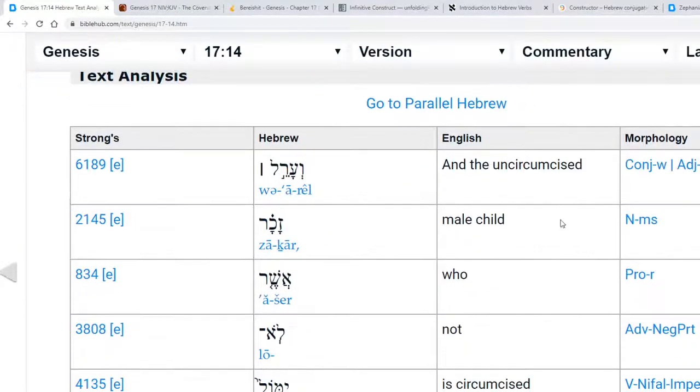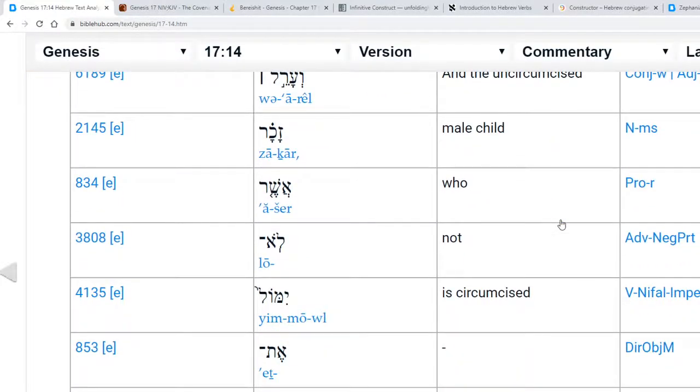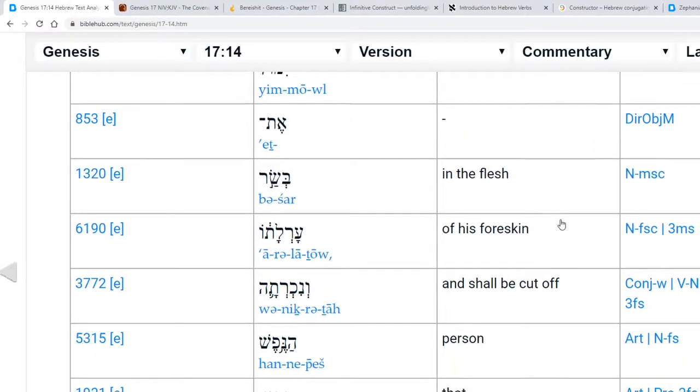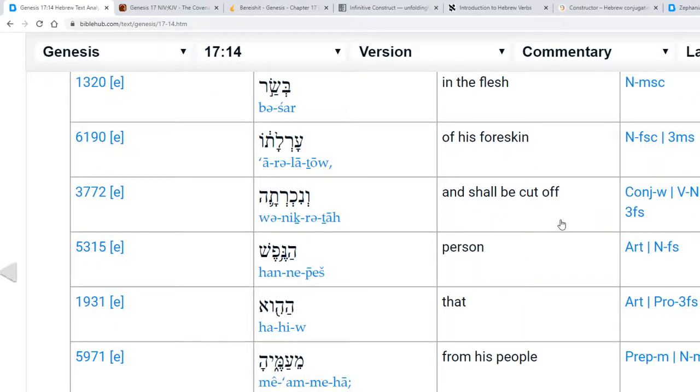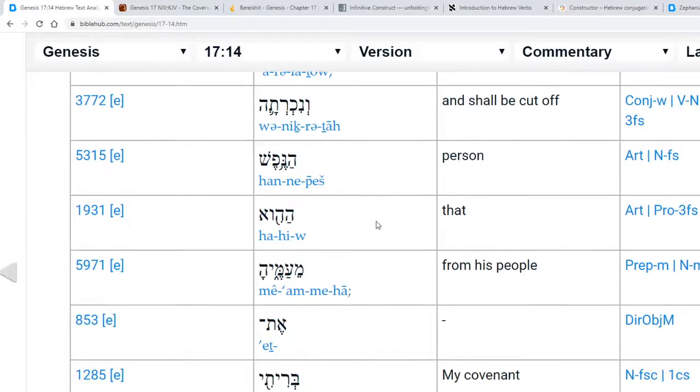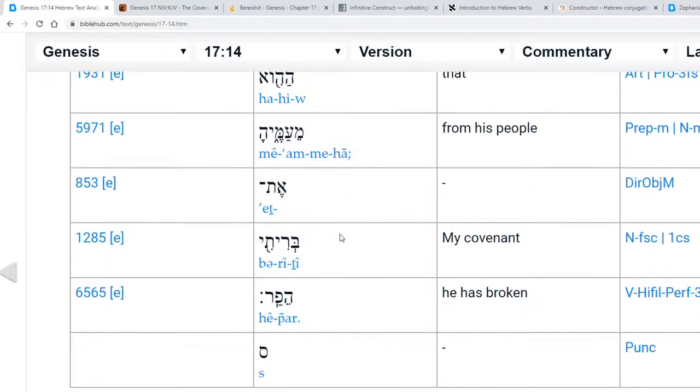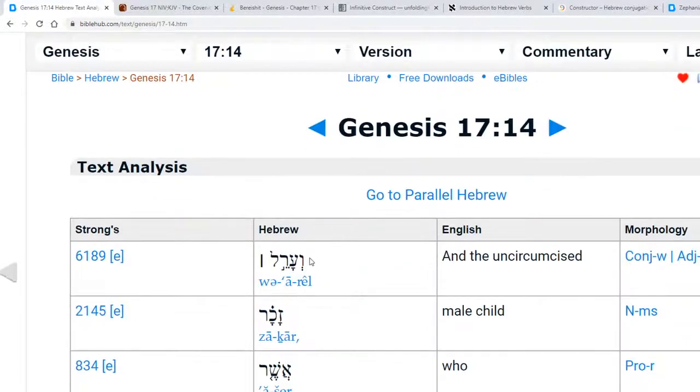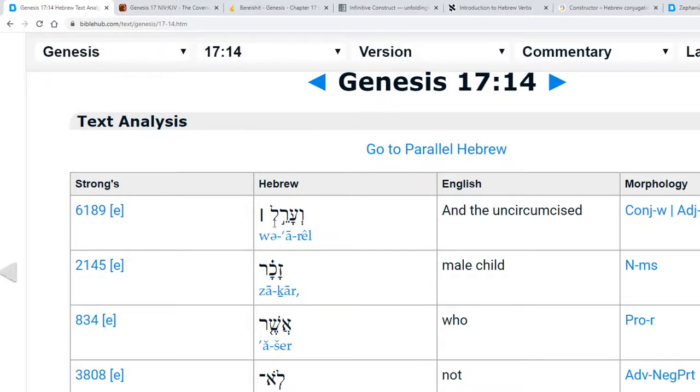14. Ve'arel zachar asher lo yimol et basar orlato ve'nichreta hanefesh hahi me'ameha et briti hafar. Ooh, bad person. Okay, conjunctive of arel. So like we said, the orla was the foreskin, right? So somebody with a foreskin, they're saying uncircumcised, the arel, and they're saying it's an adjective, I guess.